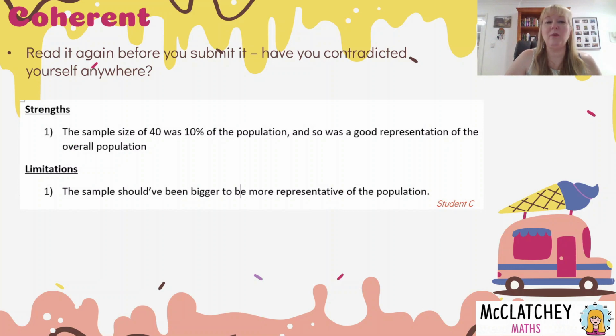So here's an example. Strengths: the sample size was 40, which was 10% of the population. It was a good representation of the overall population. But the sample could have been bigger to be more representative of the population. Now, both could be true. However, the way it's written is a direct contradiction. They've in one hand said it's a good representation, and in the other hand they've said it's not a good representation. It can only be one or the other. So don't contradict yourself.